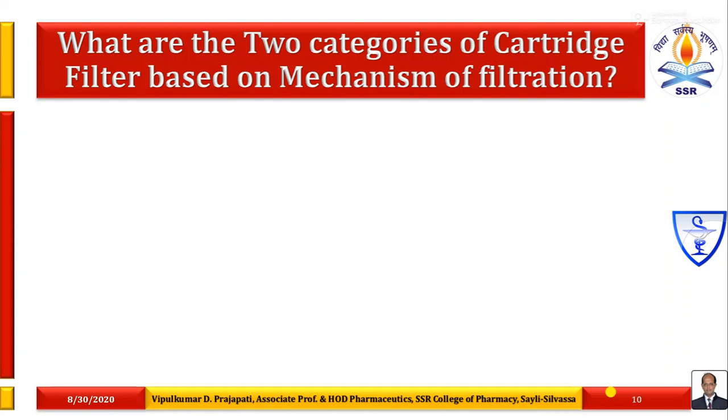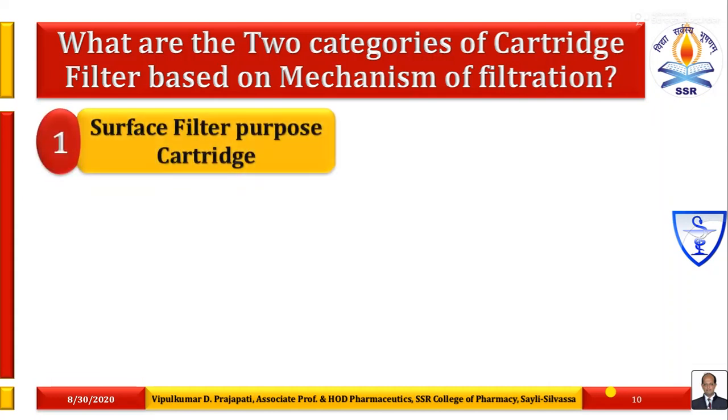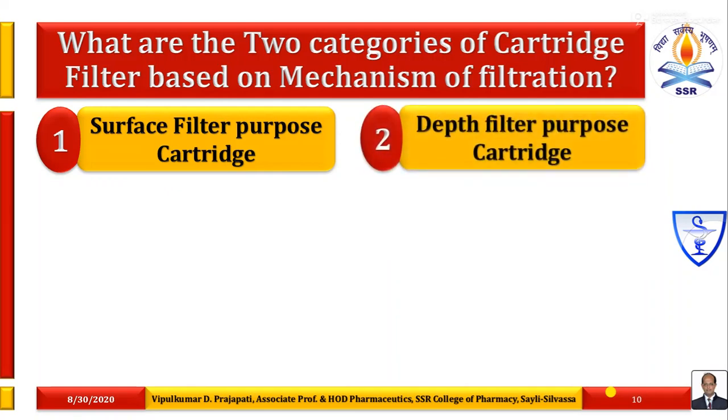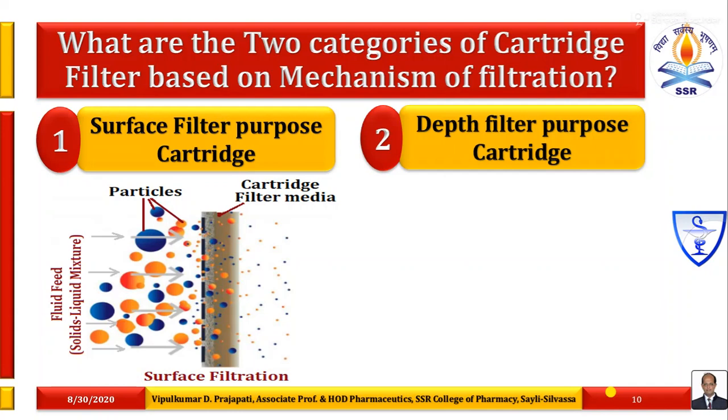What are the two categories of cartridge filters based on the mechanism of filtration? The first one is known as the surface filter purpose cartridge and the second is known as the depth filter purpose cartridge. So cross flow filtration is there for solid-liquid mixture filtration purpose. The solids which have a size greater than the pore size of the filter are deposited on the cartridge filter, so they are not going to pass, but solids are retained on the surface and fluid is allowed through the central core.